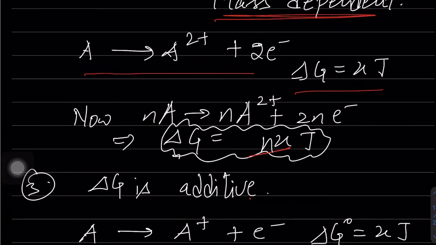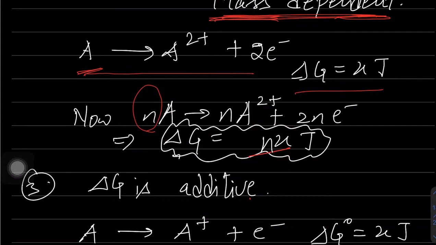So in a reaction, the mass is shown by the stoichiometric coefficient. If it is A, it means 1 mole of A. But let us say I write it 3A. It means 3 moles of A. Isn't it? The mass has become thrice. So if we change the stoichiometric coefficient, it is A, but here it is n times A. Obviously mass dependent means the delta G value will be multiplied by n, so it will become n x joules.